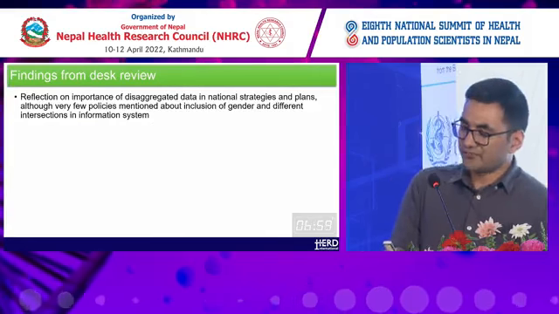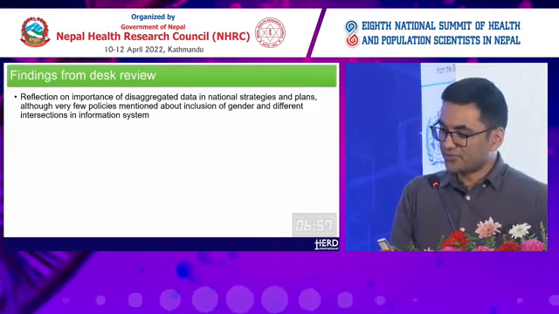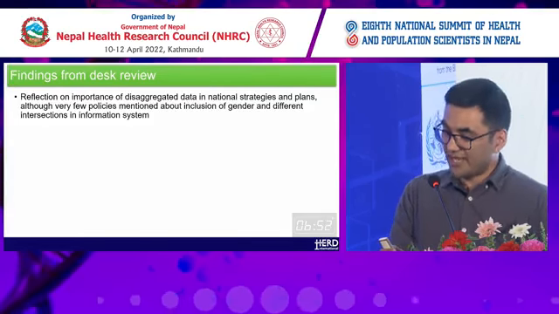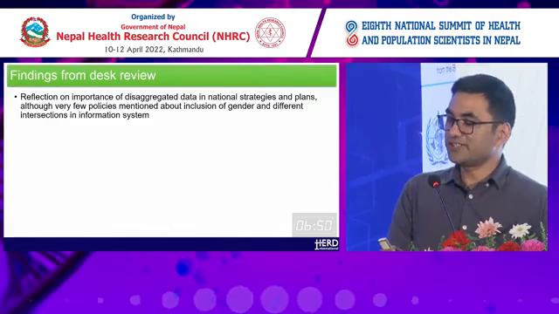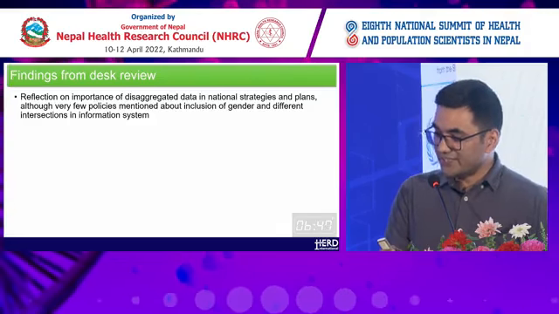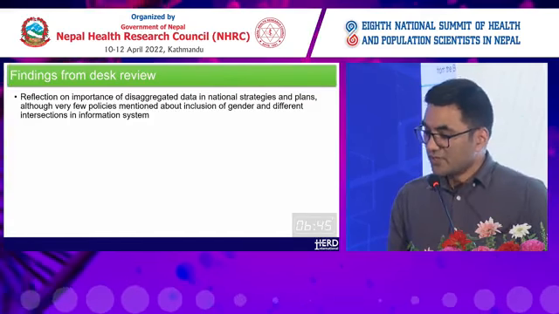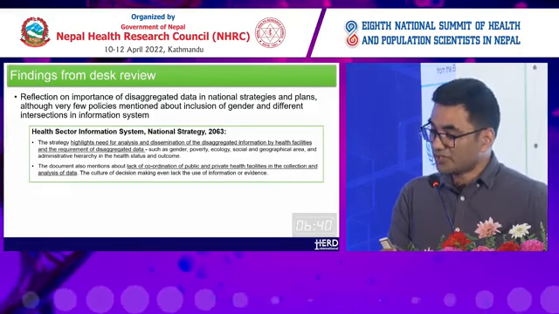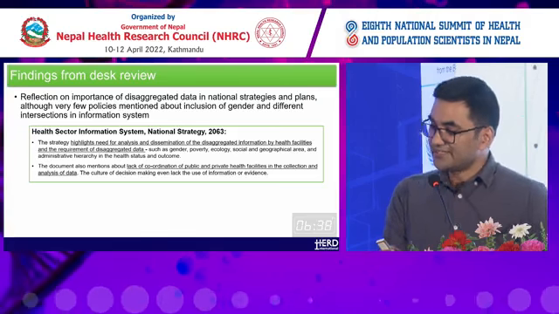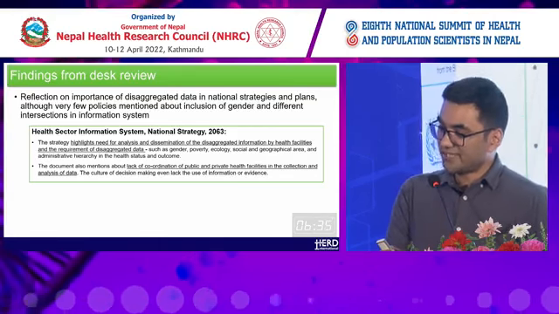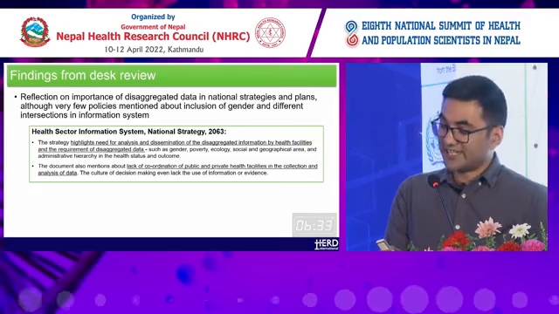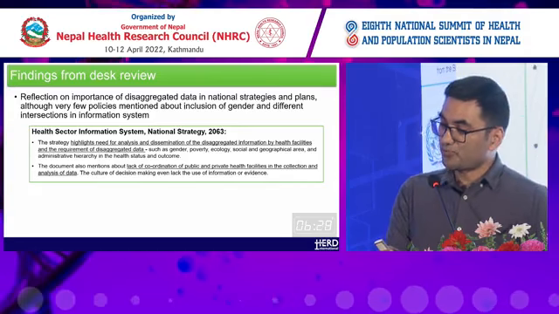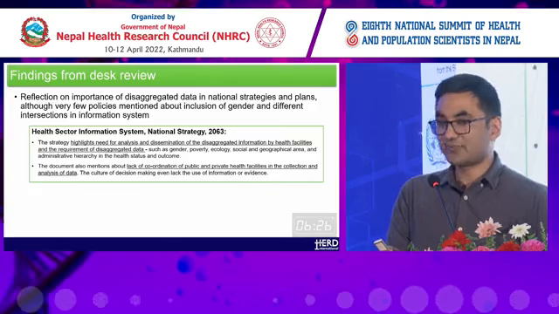So what are the findings from the desk review? The findings show that there is a reflection of the importance of disaggregated data in national strategy and plans. However, only a few policies mention the inclusion of gender and different intersections in the information system. For example, the health sector information system talks about the need for analysis and dissemination of disaggregated information by health facility and the requirement of disaggregated data. The document also informed that there is a lack of coordination of public and private health facilities in the collection and analysis of the data.